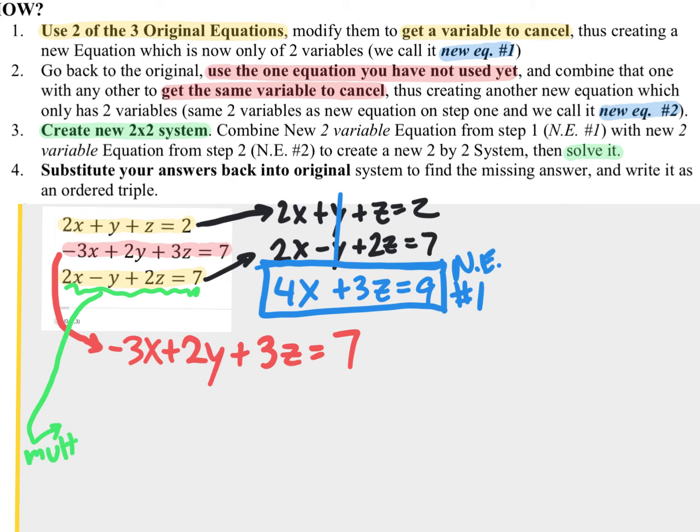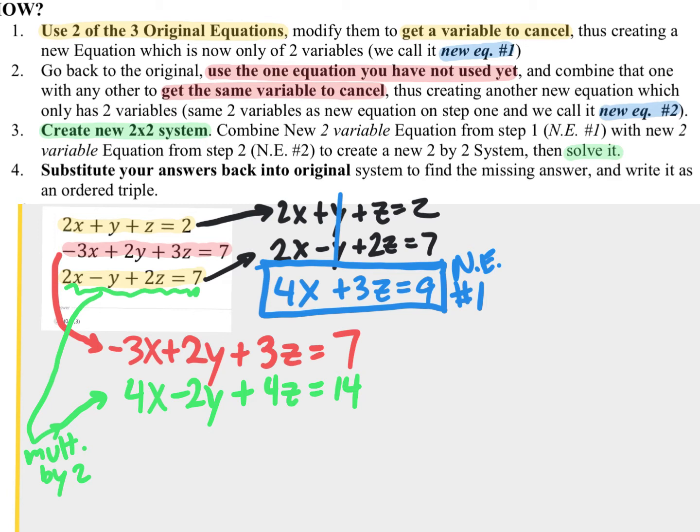Multiply by 2. Multiply by 2. And then when I multiply each of those by 2, I will get 2 times 2 is 4x. Negative 1 times 2 is negative 2y. When I go 2 times 2, that's 4, we're talking about z's. And 7 times 2 is 14. Are you with me?